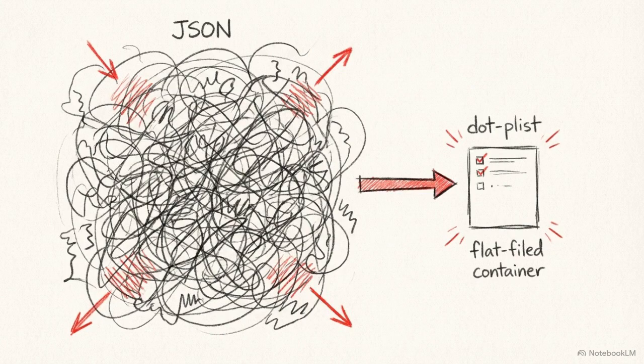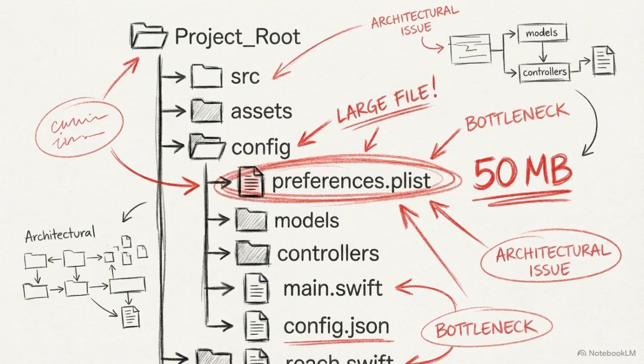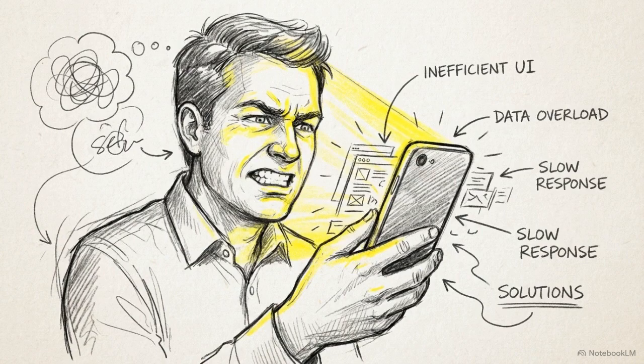Injecting a massive JSON payload into this container forces a severe mismatch between the data's volume and the file's structural capacity. By placing monolithic data into a flat configuration file, the OS is forced to execute highly inefficient read operations just to check if a user wants dark mode enabled.